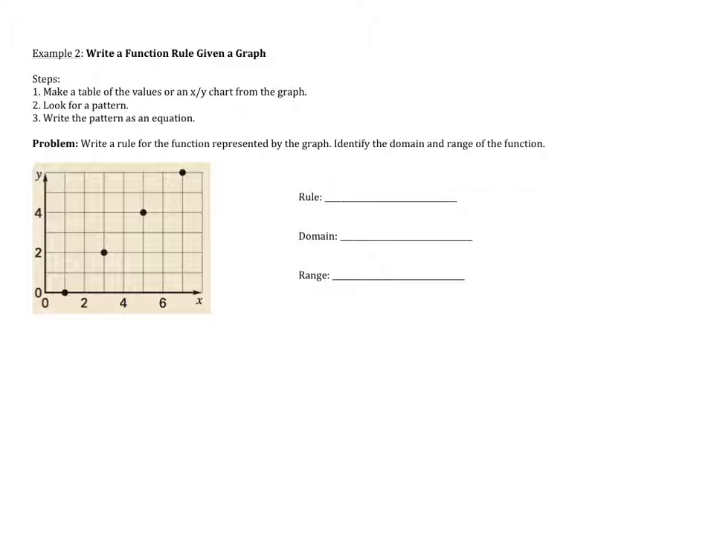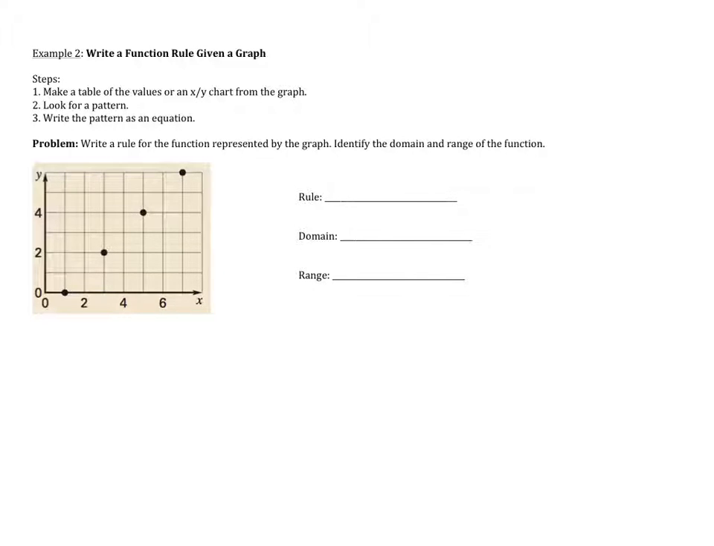Example 2 has us doing the opposite of what we did in example 1. In example 1, we were given the function rule and asked to graph it. In example 2, we're given the graph and asked to find the function rule. Here are the steps involved in order to do so.